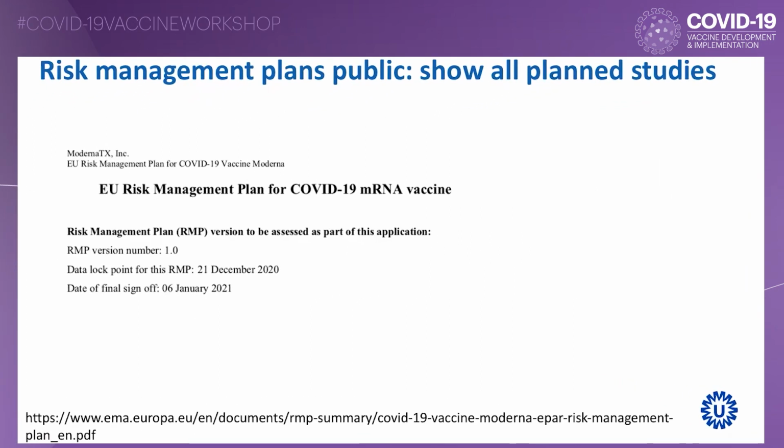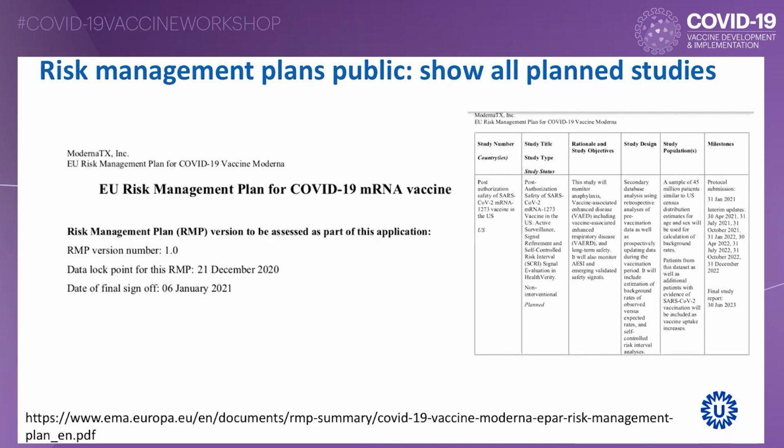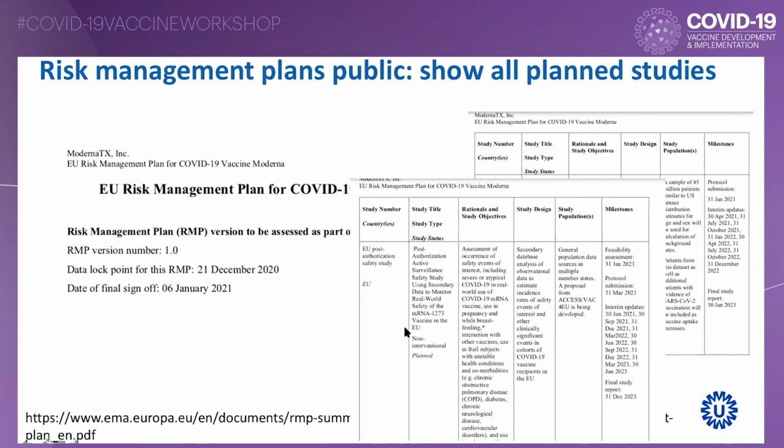And this is just a screenshot from the Moderna risk management plan that's listed on the EMA website. So as part of their activities, they are also stating they will do post-authorization studies in the US, looking at active surveillance of signal refinement and self-controlled risk interval studies. They have planned a similar study in the EU, to conduct post-authorization safety surveillance studies using secondary health data to monitor real-world safety of their vaccine.